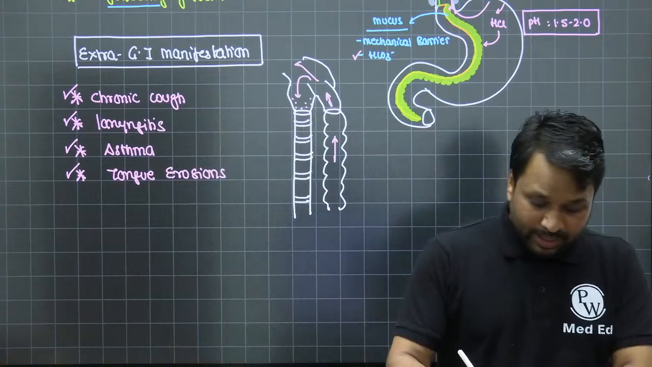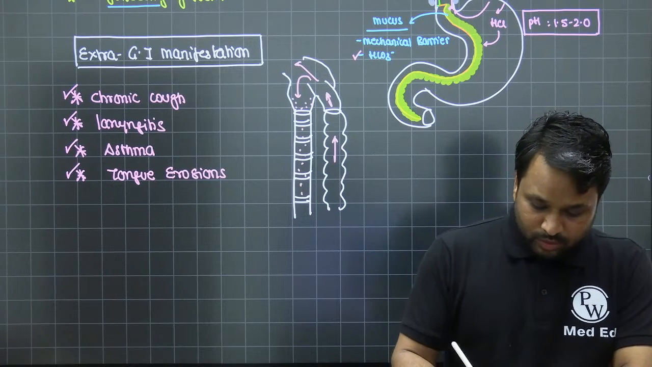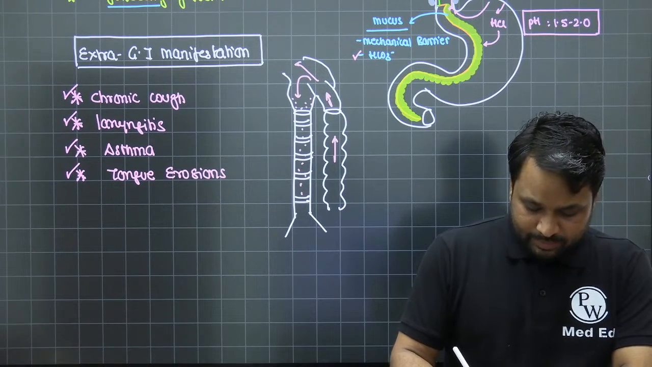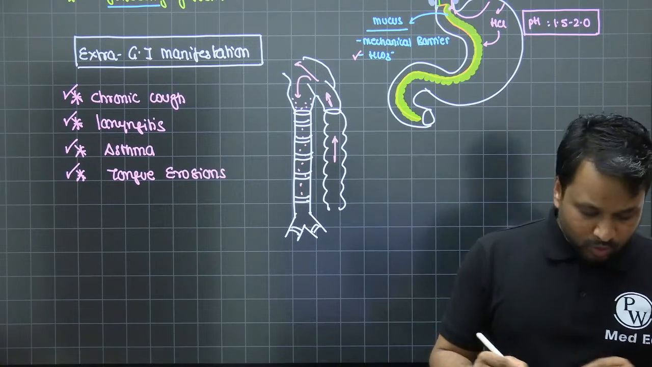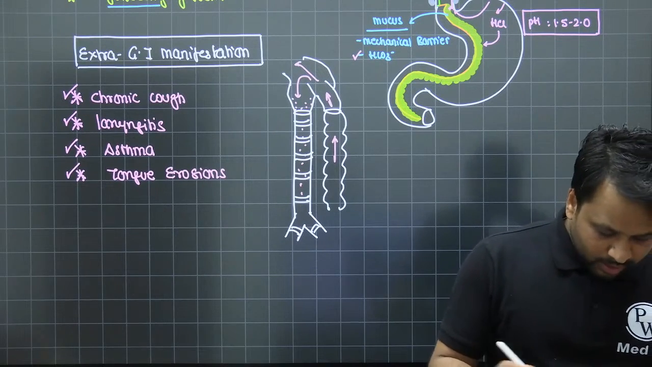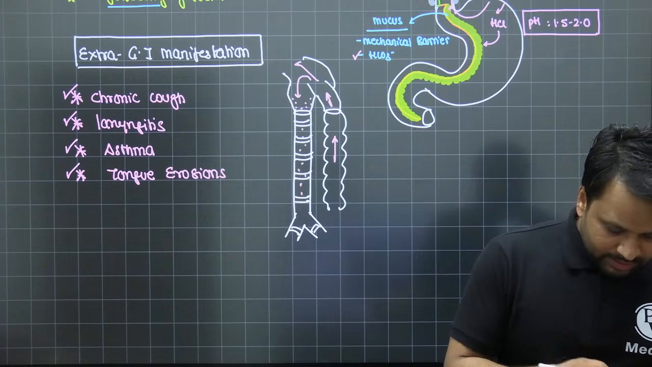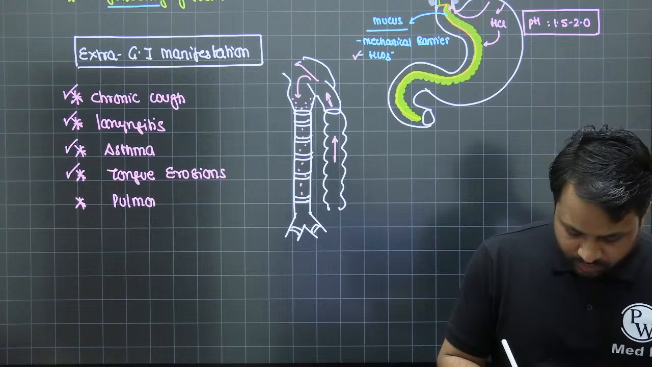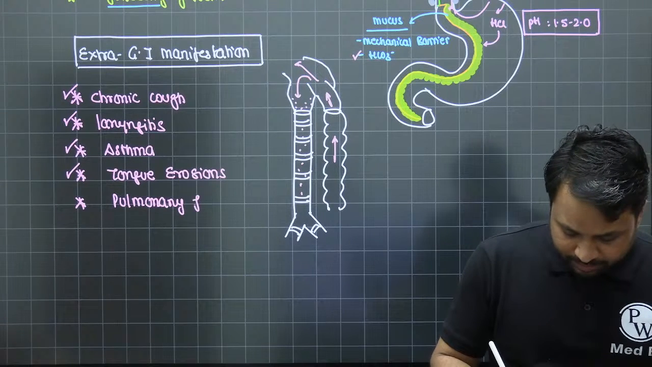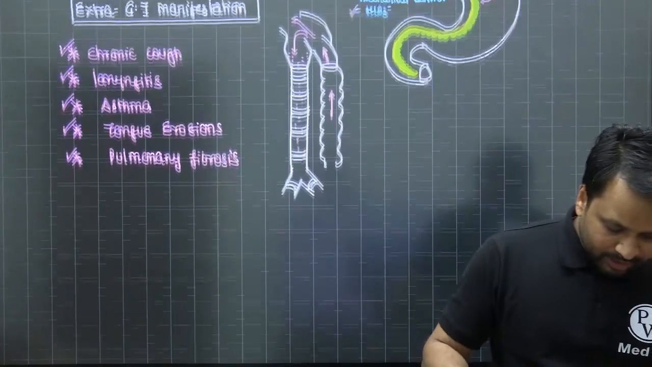tongue erosions. Now imagine if the acid becomes more and more progressive, it is going to go into the lungs as well, and the manifestations are only going to get worse from there. If it goes into the lungs, what is going to happen? As it enters the lungs, it can result in pulmonary fibrosis, or it can start triggering pulmonary fibrosis.